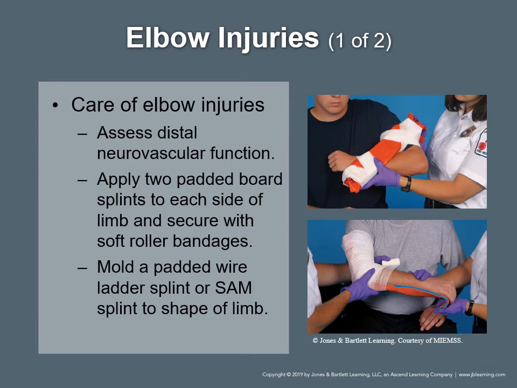If you find strong pulses and good capillary refill, splint the elbow in the position in which you found it. Apply two padded board splints to each side of the limb and secure with soft roller bandages. Alternatively, you can mold a padded wire ladder splint or SAM splint to shape the limb. If necessary, add further support to the limb with a pillow.